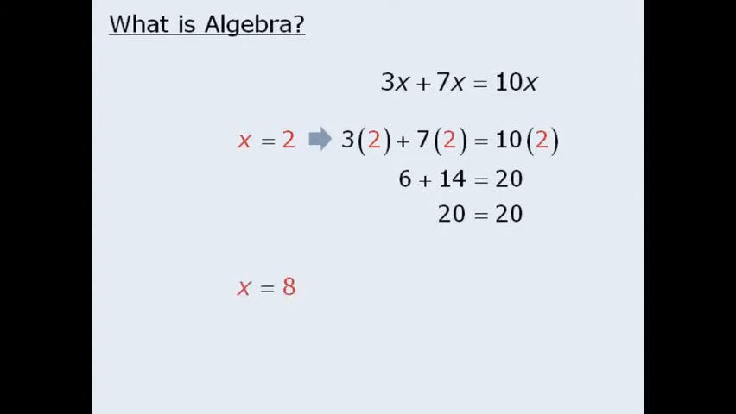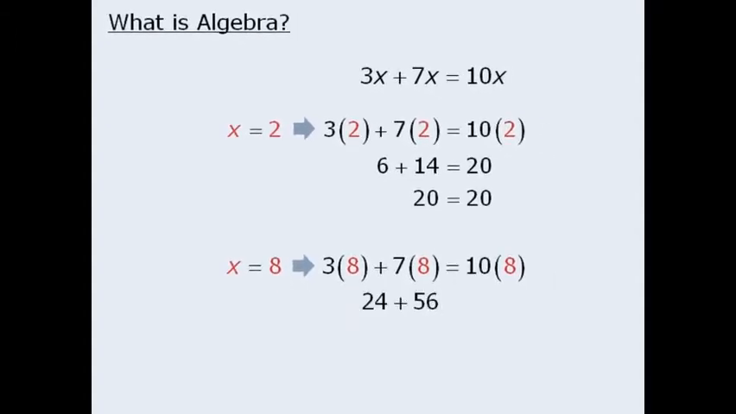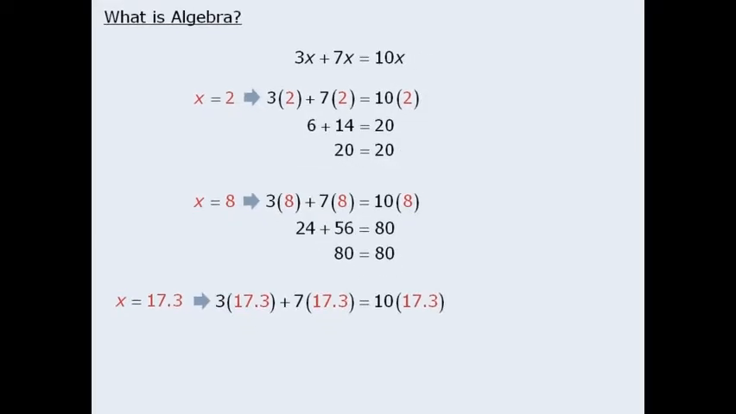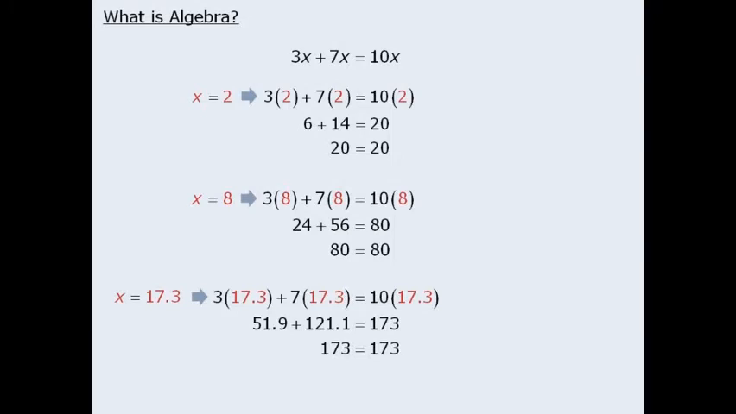Similarly, if x equals 8, we can evaluate 3x plus 7x and 10x by replacing each x with 8. Now when we evaluate the left-hand side here, we get 80, and when we evaluate the right-hand side, we get 80 as well. So when x equals 8, 3x plus 7x and 10x both evaluate to be 80. Finally, if we evaluate 3x plus 7x and 10x for x equals 17.3, we see that 3x plus 7x and 10x both evaluate to be 173.